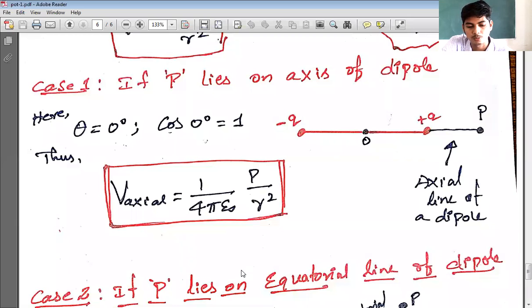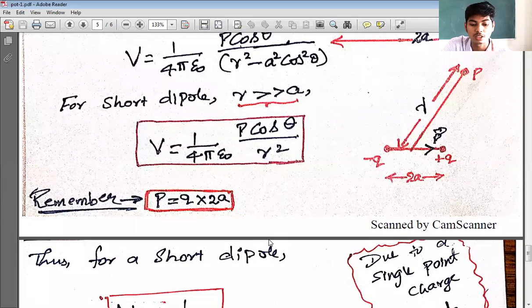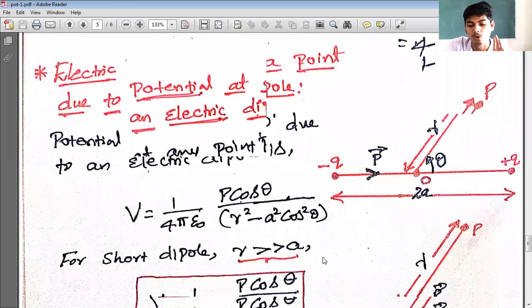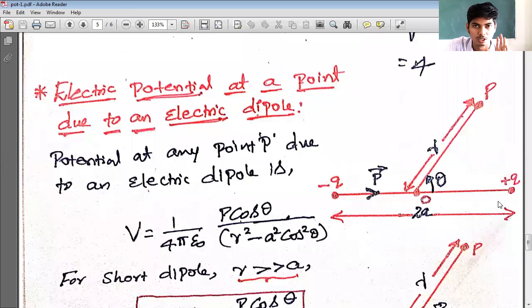Electric potential will be greater on the axial line of the dipole. On the axial line it will be 1 by 4 pi epsilon P by R square. See, we are doing these cases only for a short dipole. We are not doing it for an ordinary dipole, right?